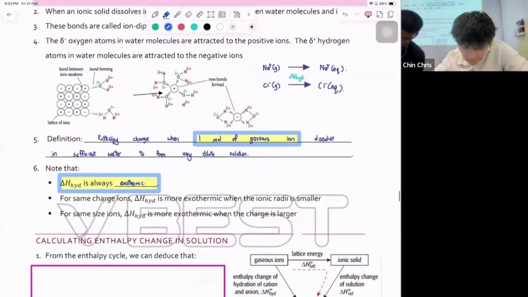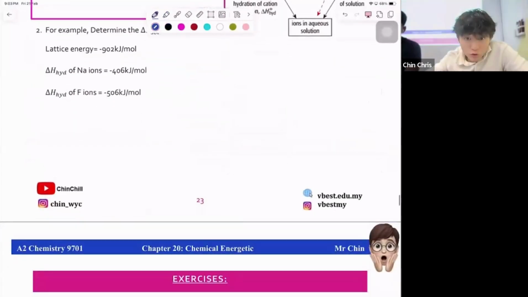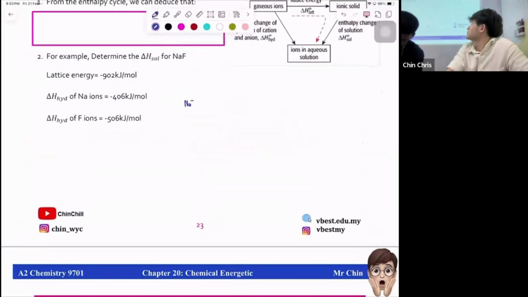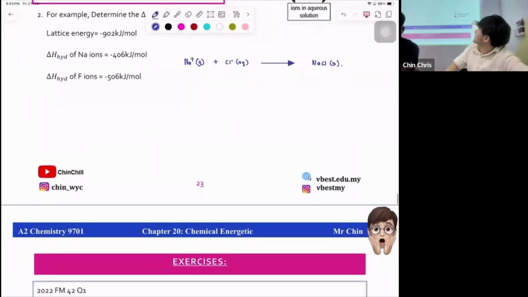Alright, done. Here's the definition. Example, guys, I want you to label it for me. Let's say I have Na plus and Cl minus, and it turns into NaCl solid. Guys, can anyone tell me what this is? Na plus Cl minus turns into NaCl.